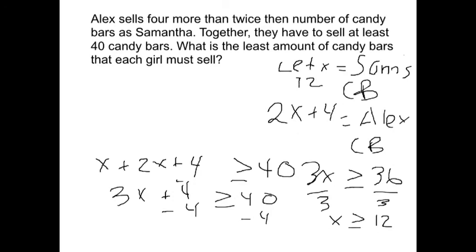And then Alex must sell 12 times 2, which is 24, and 24 plus 4 is 28. So Alex must sell at least 28 candy bars. So Sam's smallest amount is 12 and Alex's smallest amount is 28. But the girls, if I were to write an inequality to express how many candy bars each girl could sell, it would be X is greater than or equal to 12 and X is greater than or equal to 28. And again, I'm going to check my work by doing 12 plus 28. That's going to give me 40. And I know that X can be greater than or equal to 40 because the girls must sell at least 40 candy bars.